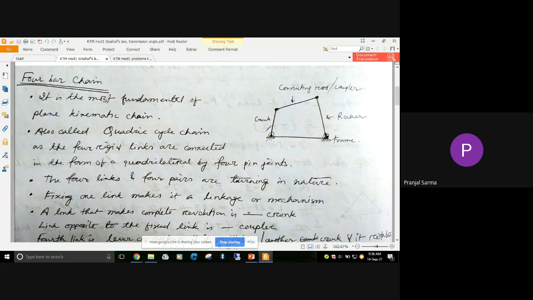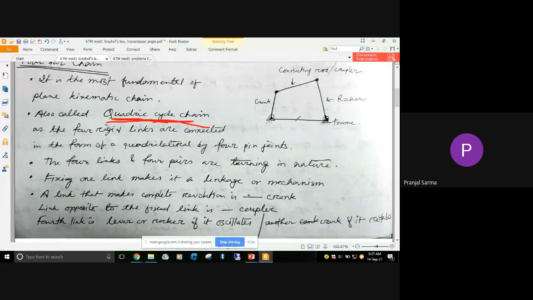Okay. So now we know that the four-bar is the most fundamental of the different planar kinematic chains, and we sometimes call it a quadric cycle chain because of these links, so from there the word quadric. Generally it looks somewhat like a quadrilateral, having four pin joints, so quadric cycle chain. As we have discussed, because of the pin or hinge joints we have got turning pairs, four turning pairs.